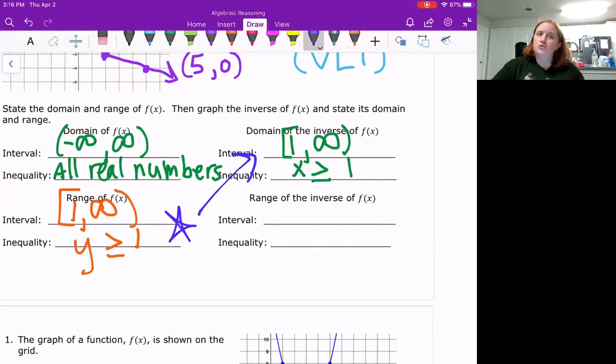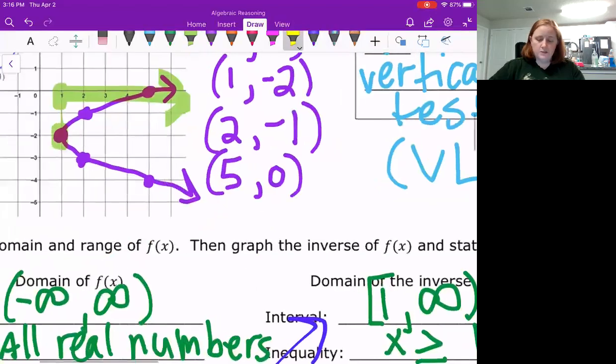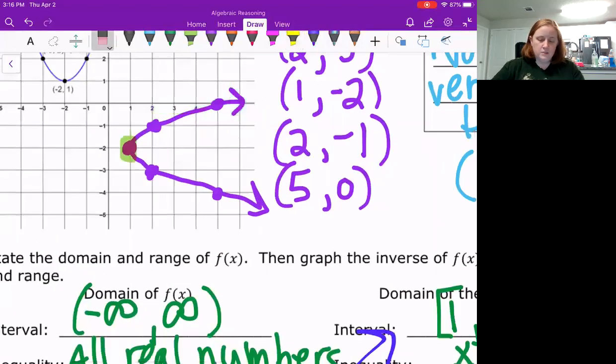Let's see if that works for the range of the inverse. So let's check that out. So let's go back to this U. I'm going to clean this up a little bit. Now let's check the range. How low does it go? How high does it go?